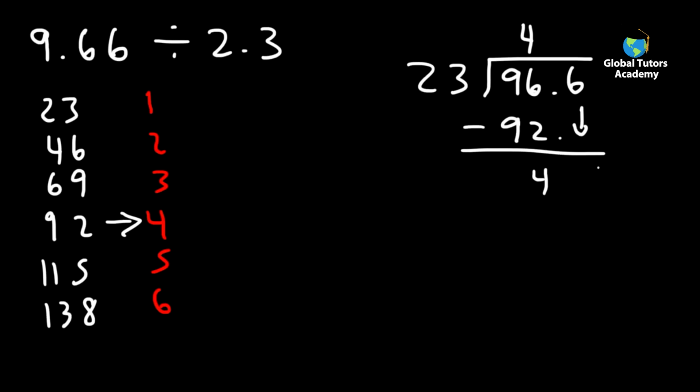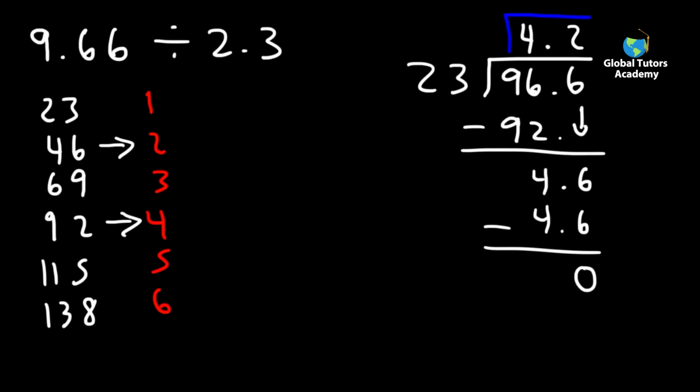23 doesn't go into 4.6, so let's add a decimal point, and we're gonna treat this as if it's 46. Now how many times does 23 go into 46? 23 goes into 46 2 times. So 23 times 0.2 has to be 4.6 if 23 times 2 is 46. And so our answer is 4.2. So 9.66 divided by 2.3 is 4.2.